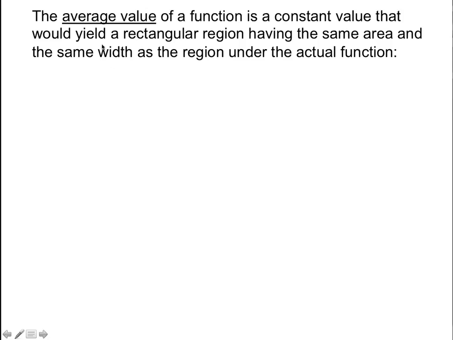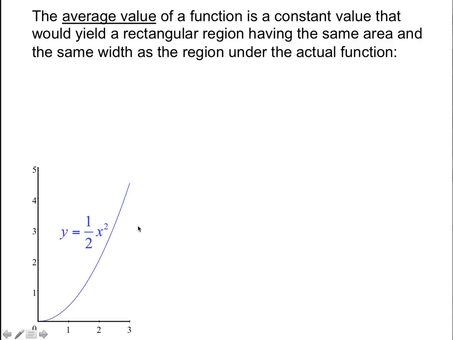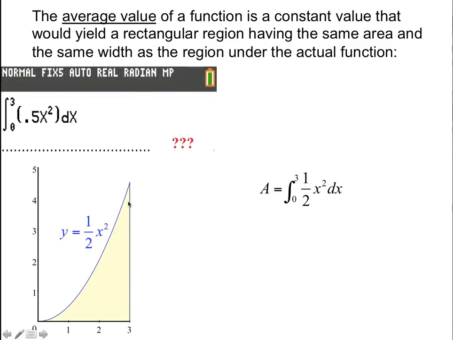So let's talk a little bit about an average value. The average value of a function is a constant value. By the definition we're going to use, it yields a rectangular region having the same area and the same width as the region under the actual function. So for instance, if here's a function y equals half x squared, and we go out from 0 to 3, then we can have that region between the function and the x-axis.